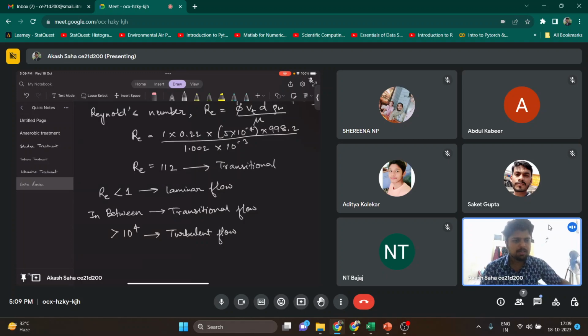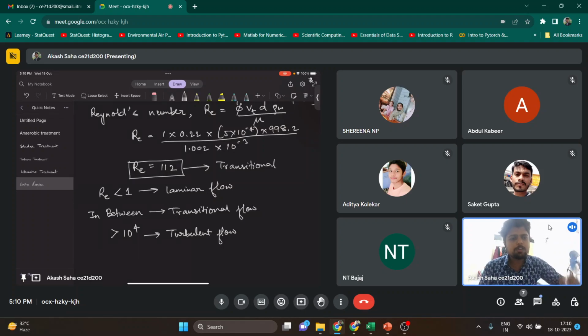Sometimes you may disagree, because in the case of pipe flow, these Reynolds number values will change. But for this system, we have to know that Re less than 1 is laminar flow, greater than 10 to the power 4 is turbulent flow, and in between is transitional flow. So what we found out is that we assumed the flow to be laminar, but after calculation we found it to be transitional. That means our assumption is wrong. So we have to do it all over again.